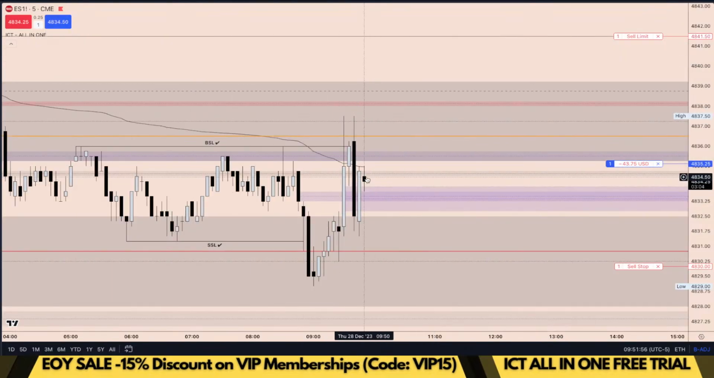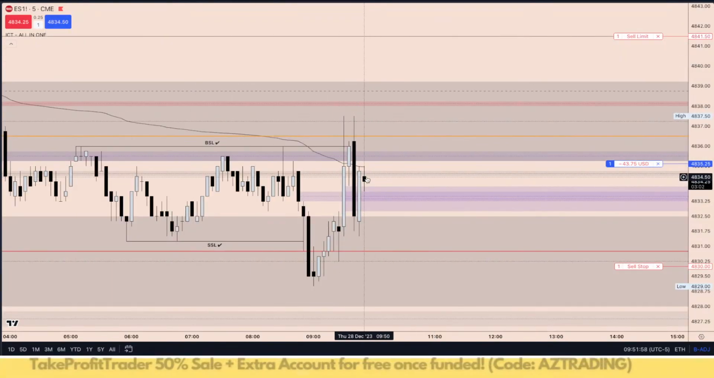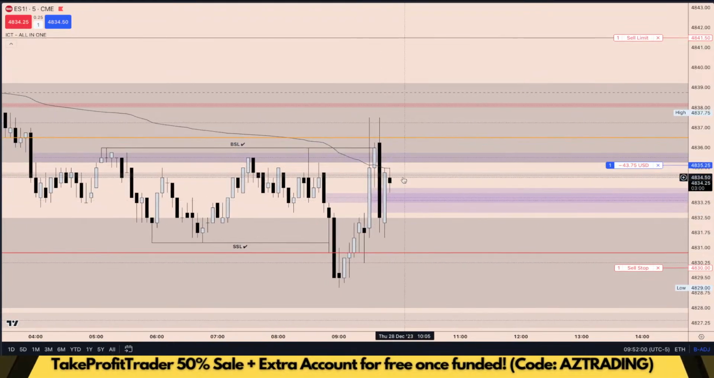So what time is it? Right now it's 9:50, we're inside the macro. The 10 a.m. hourly candle is also going to be a new 4-hour cycle. So yeah, we can anticipate higher time frame traders to engage around this time, around the macro basically.